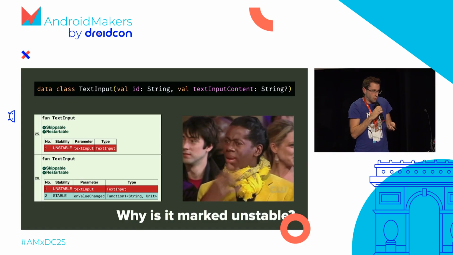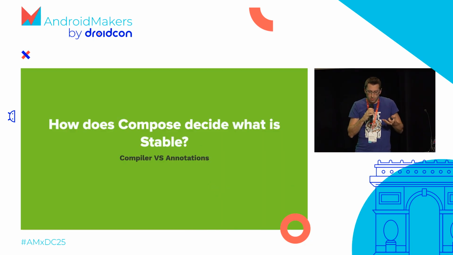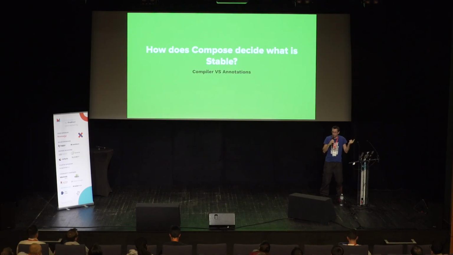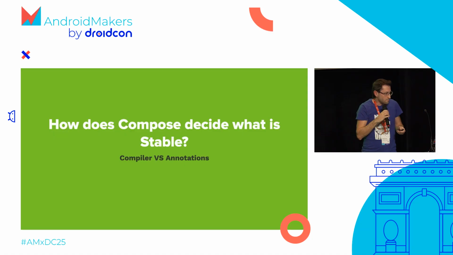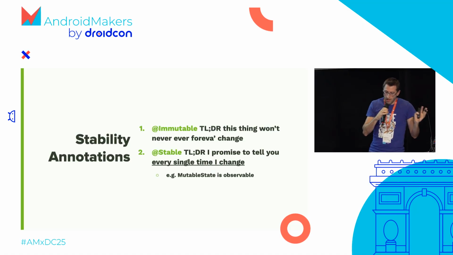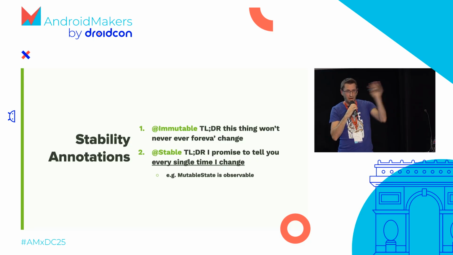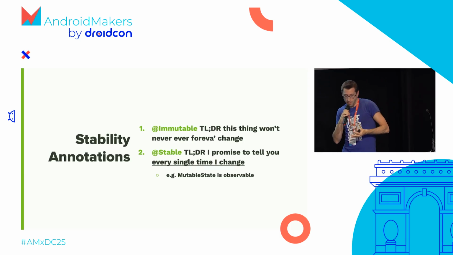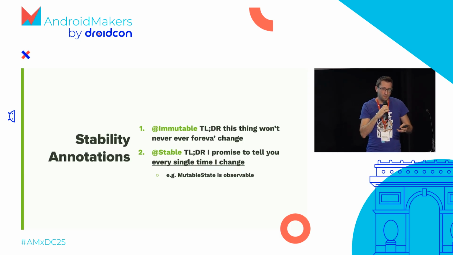So what do we have? So how does Compose actually decide, from that thing that you saw before in the report, what is stable, what is unstable? It looks pretty random to me. Well, they have something called annotations and the compiler. Let's look at them. The first tool that maybe some of you are familiar with are called Immutable and Stable. And these are annotations that you can slap on your classes, and then you will tell the compiler and Compose that this thing is either immutable or stable.